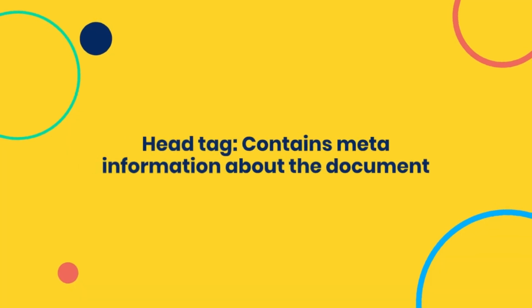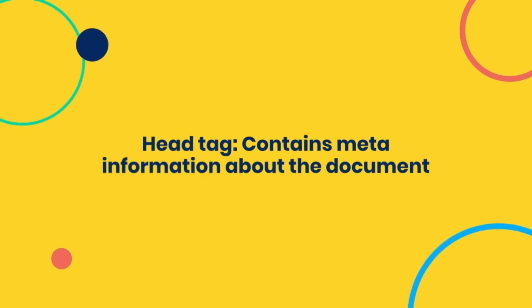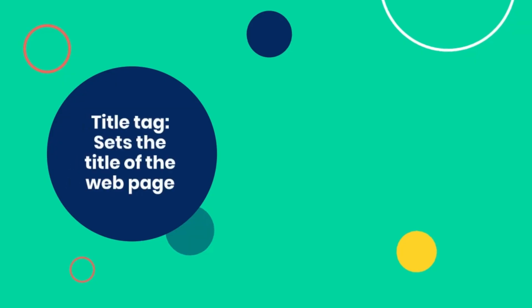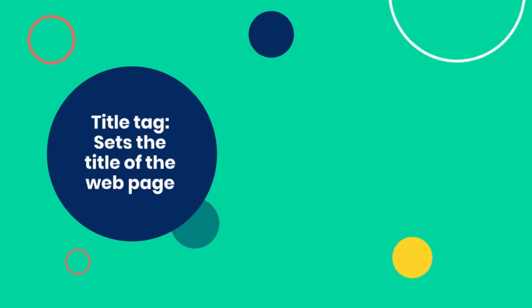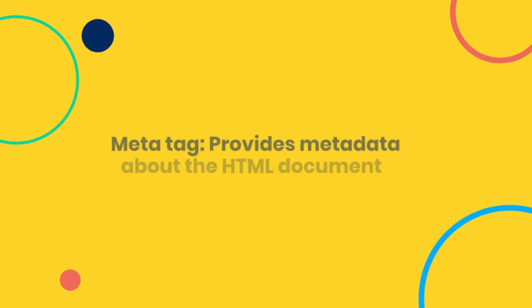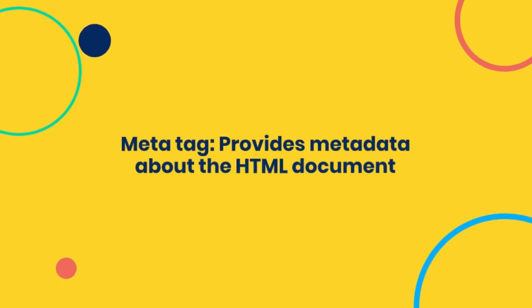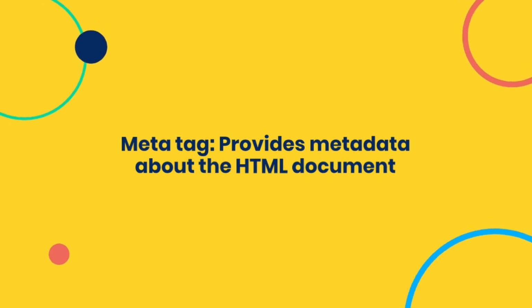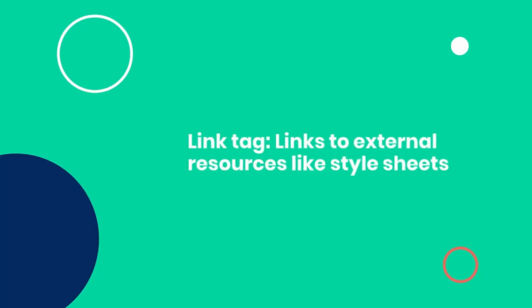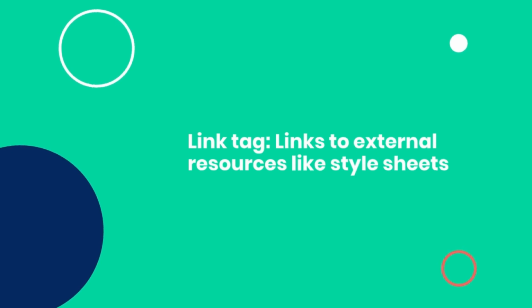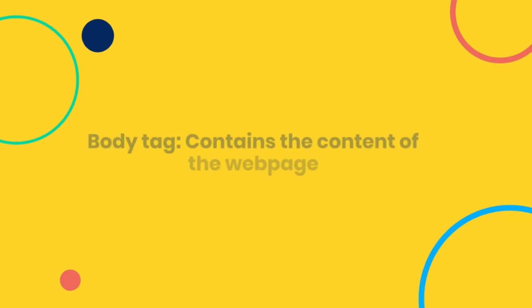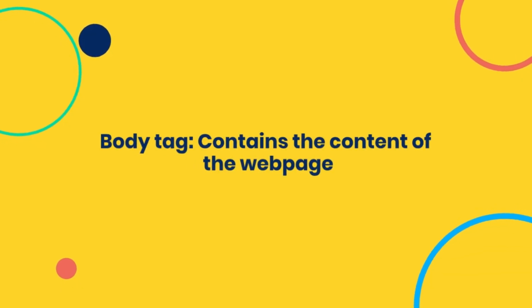Head tag. It contains meta information about the document. Title tag. It sets the title of the web page. Meta tag. It provides metadata about the HTML document. Link tag. Links to external resources like style sheets. Body tag. It contains the content of the web page.